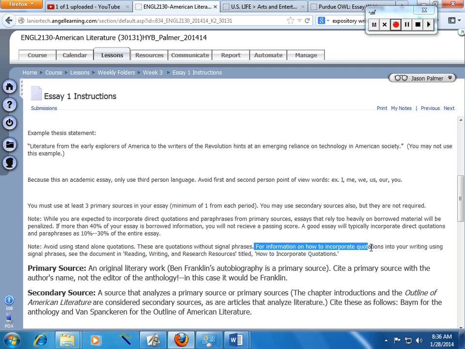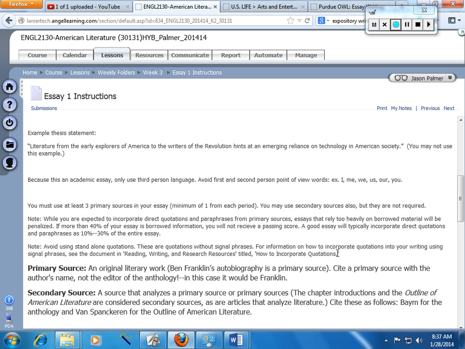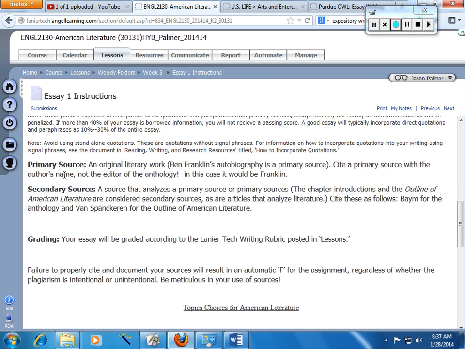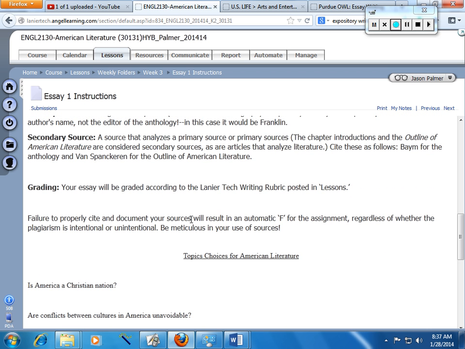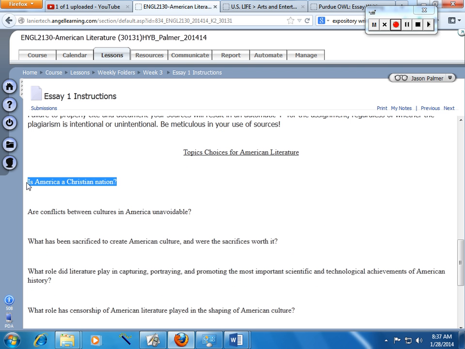For information on how to incorporate quotations, there is a document in Lessons, Reading, Writing, and Research Resources, titled How to Incorporate Quotations. So you can use that if you need some help. We already talked about what primary sources are versus secondary sources. Your essay will be graded according to the writing rubric posted in Lessons. Failure to properly cite and document your sources will result in an automatic F for the assignment, regardless of whether the plagiarism is intentional or unintentional. Be very meticulous in your use of sources. I need to remove this particular topic because that is no longer an option.